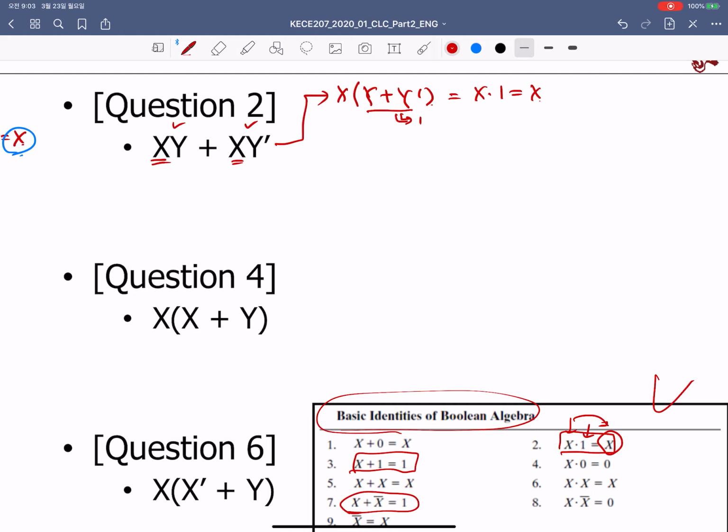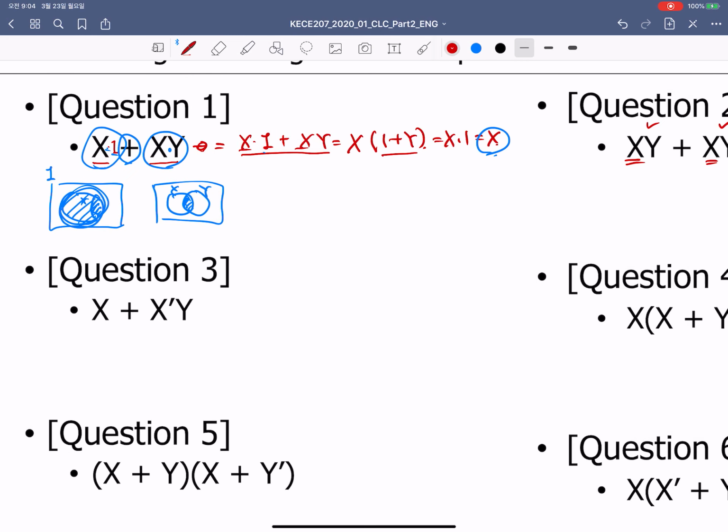You can also use set theory for this problem. Here you have y, and this is the complement of y. Then you have a union, which means that this is the entire set. So you have x and number 1. As I told you before, 1 is the entire set, and you have x inside there, and then you can get the intersection. That's why you get x itself again. So you can use set theory to solve this question too.